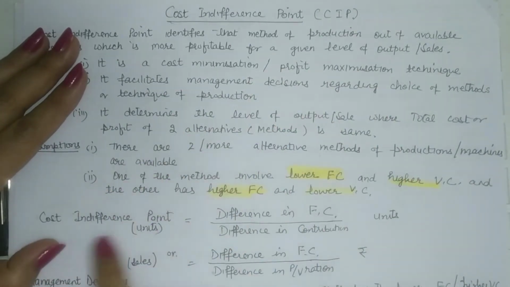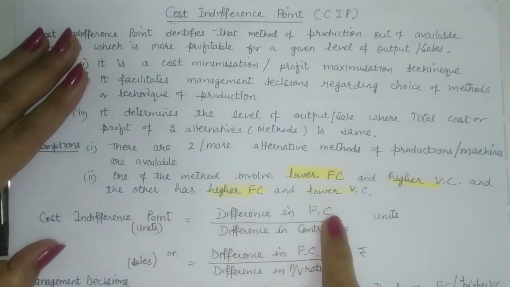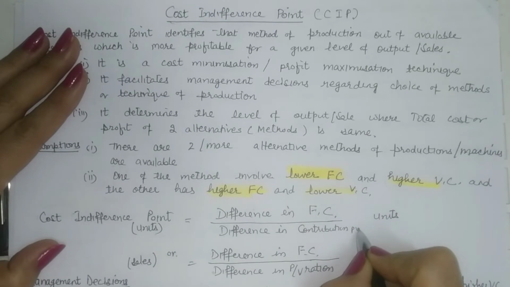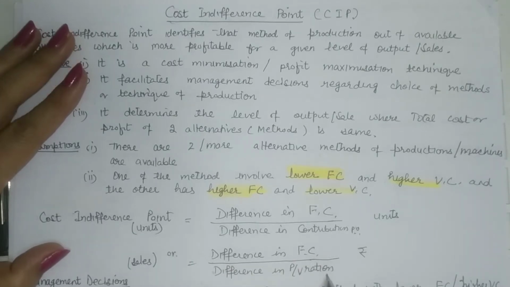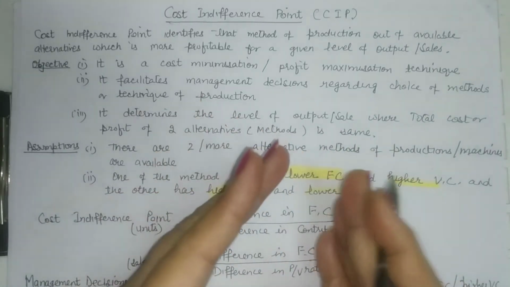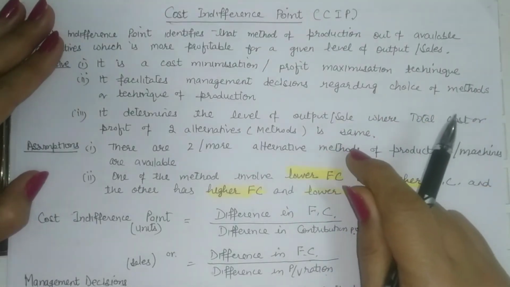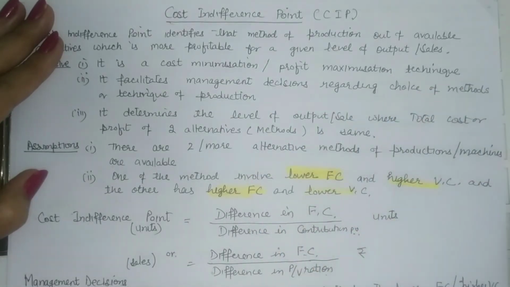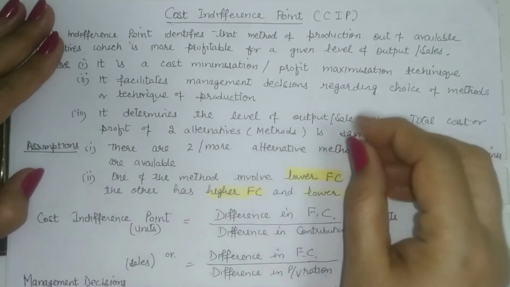That balance is obtained through cost indifference point, which in terms of units is calculated as difference in fixed cost over difference in contribution per unit. Or if you want to calculate cost indifference point in terms of sales, that is rupees, sales value, then it is difference in fixed cost upon difference in PV ratio. So it will give you a break even of the two methods. In a way, the two methods at this level of activity are going to have the same total cost and the same profit level. Suppose there are two methods, both giving you 50,000 rupees of profit.